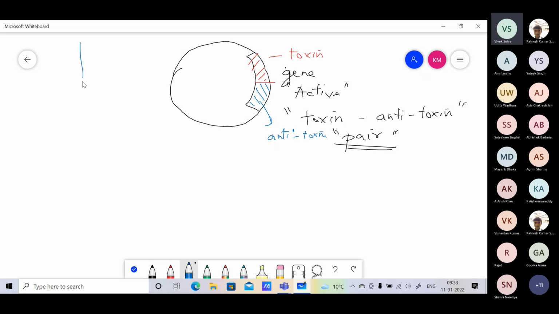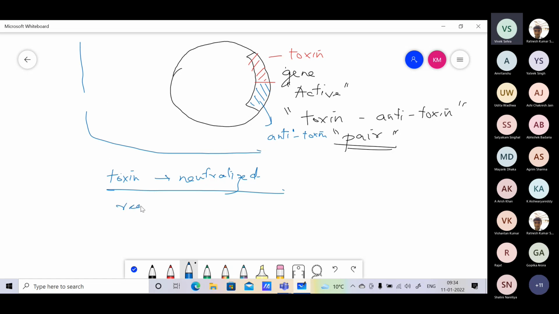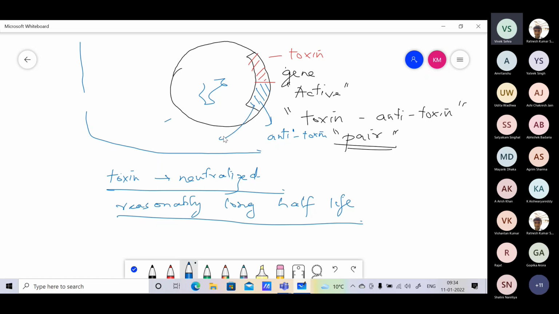Now, this plasmid is inside the cell, remember, right? So the toxin is being produced and it is being neutralized by the antitoxin. Now the toxin has a reasonably long half-life, which means that it stays inside the cell for a long amount of time. But of course it does not, because it gets neutralized immediately. But if there was no antitoxin, it would stay inside for a long time. It will be produced and be inside the cell.